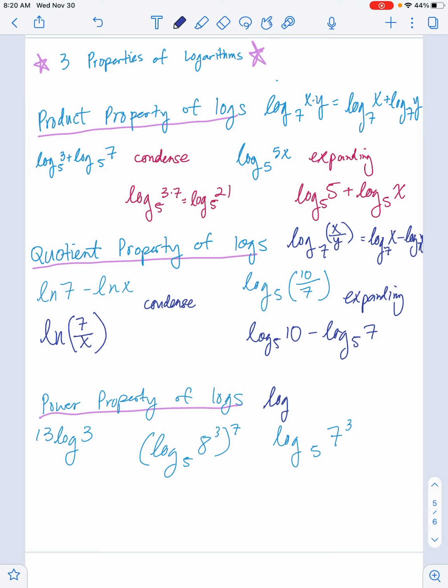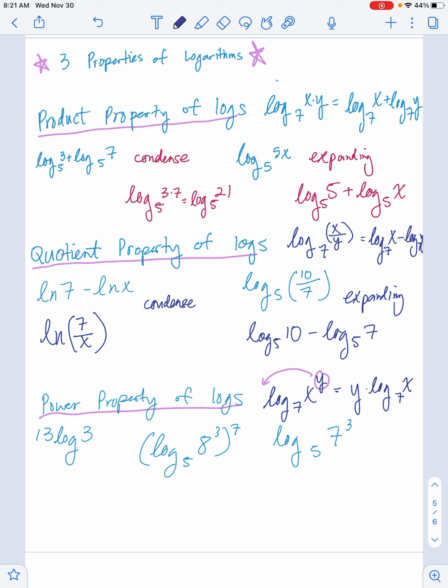Log base 7, let's just use 7 again, and then x to the power of y. Let's say that. So now it's x to the power of y, not x times y, not x divided by y, x to the power of y. That y value can get brought down to the front and be multiplied to the entire log. So I'm going to do y times log base 7 of x. Okay, so all I'm doing is I'm bringing down this y power, and I'm bringing it into the front of the log, and that's the power property for logs.